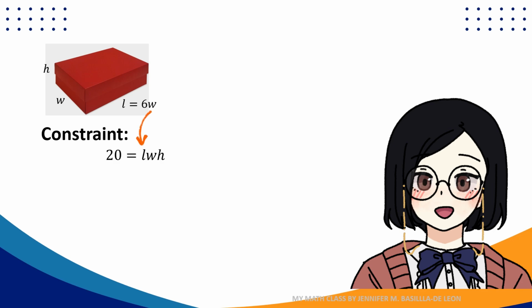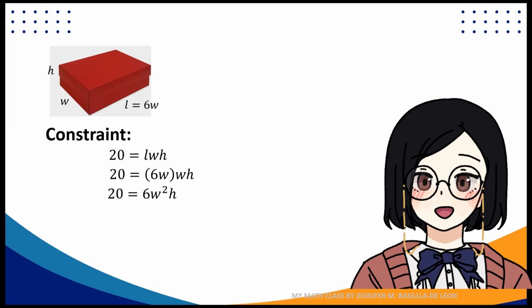Substitute L equals 6W into the volume formula, and we get 6W times W times H equals 20. Simplifying, we have 6W squared H equals 20. Dividing both sides by 6W squared, it will yield H equals 20 over 6W squared, canceling the greatest common factor 2.